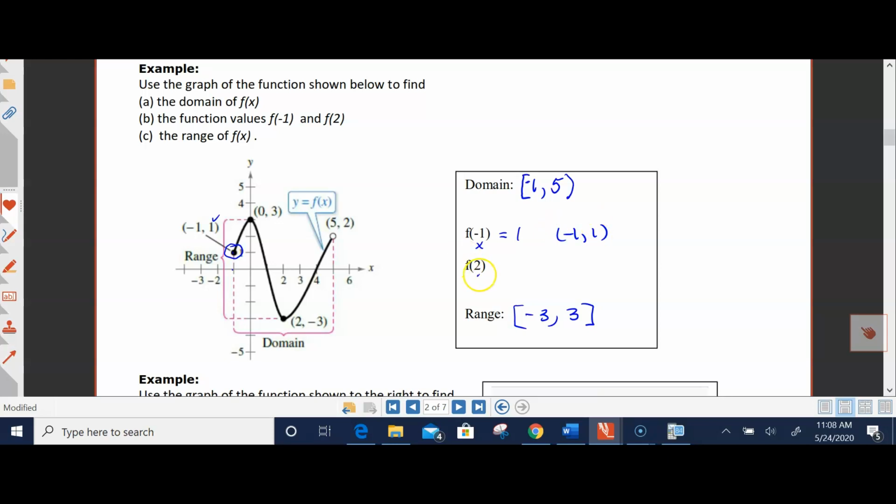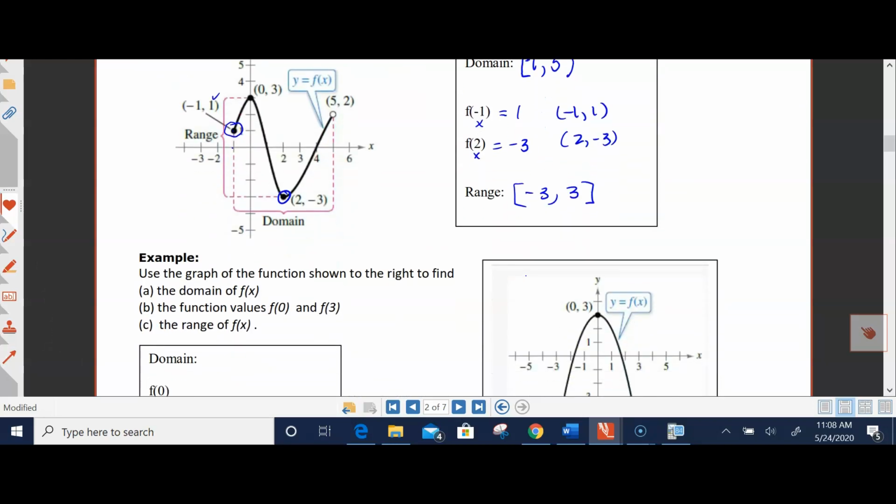So if I want to find f of 2, I'm going to go on the x-axis. I'm going to find the value of 2, and I'm going to look for the ordered pair that goes with 2. There's no ordered pair up here. It's the ordered pair down there. So what's the y value that goes with an x value of 2? It's -3. So function values, we can find function values from the graph, and basically it's just the y value from that ordered pair.